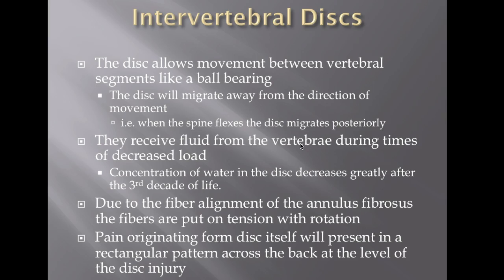One of the other things to look at is the fiber alignment of the annulus fibrosus. So make sure that you read up about the intervertebral disc in your book, so that you know what the annulus fibrosus is. So the fibers that make up that are in a ring fashion. So anytime that there's rotation, certain fibers are going to be put on stretch and others are going to be contracted.